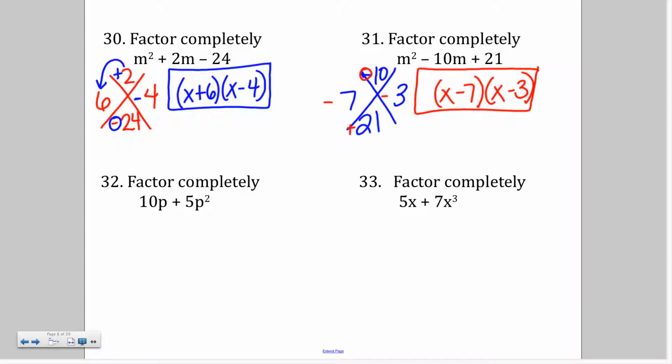All right, number 32, factor completely. So let's look at the numbers. We have a 5 that'll come out of both of them. And then if we look at the variables, we have p squared and p, and p is our smallest. So if we take that out of both of them, we're left with 2 plus p.